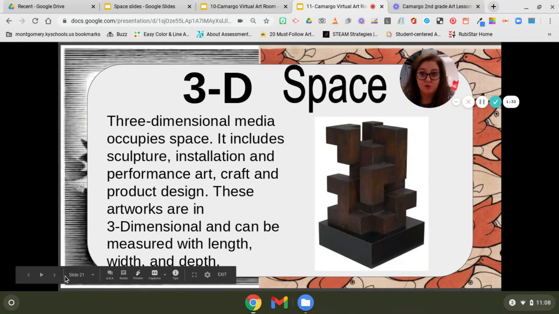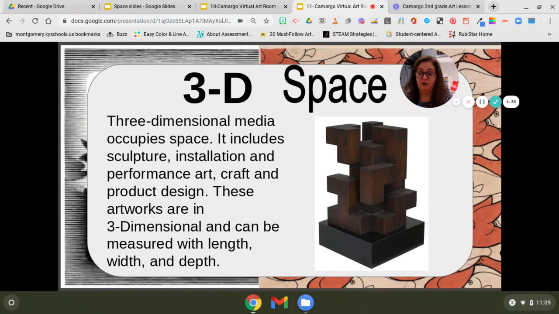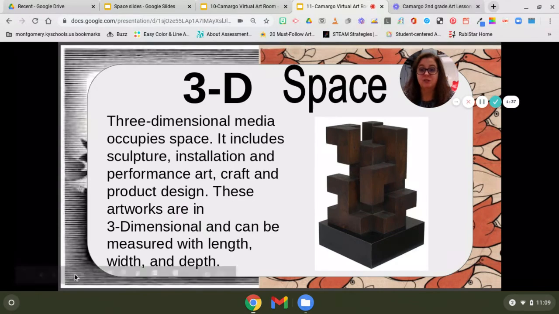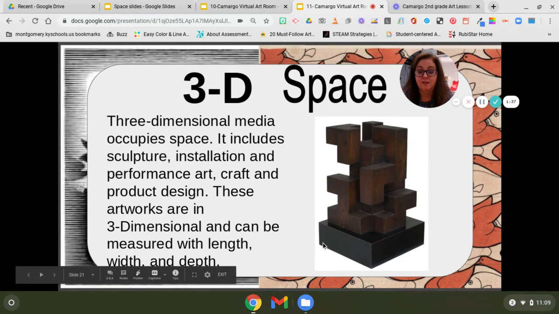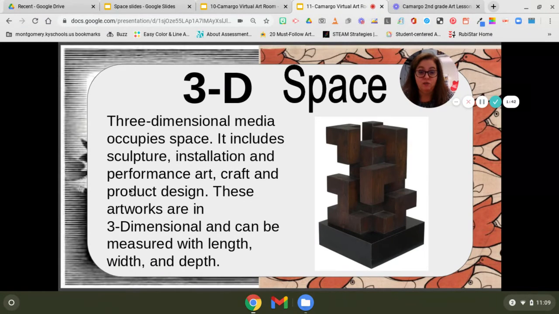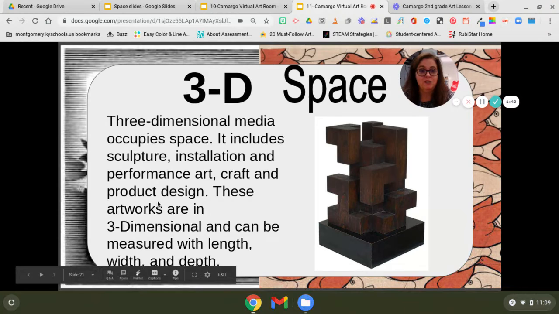When you are using 3D space, that is when you're creating things like sculptures. You're actually making something that takes up space in an area. This sculpture takes up room because it has length, width, and depth. That means it has 3 dimensions. That's what 3D stands for. D stands for dimension or measurement.